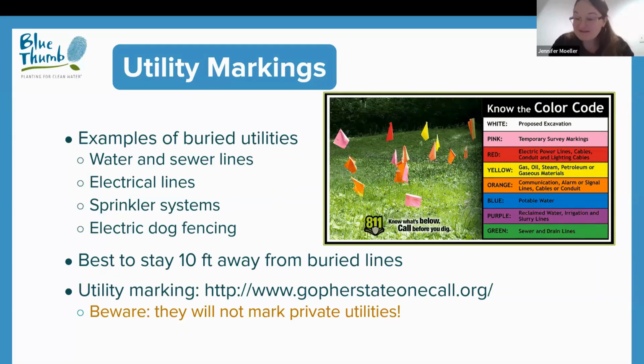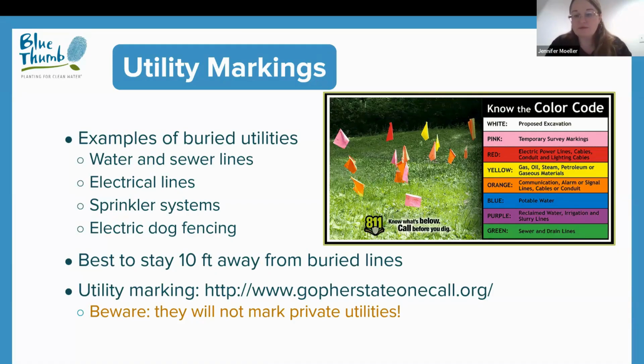So going back to the utility piece. This is what you're probably going to see as you call Gopher 1. If you know your code colors, that will tell you what's going on underground and where to avoid when you're doing your digging. Sewer is typically your purple, as well as your irrigation and reclaimed water.